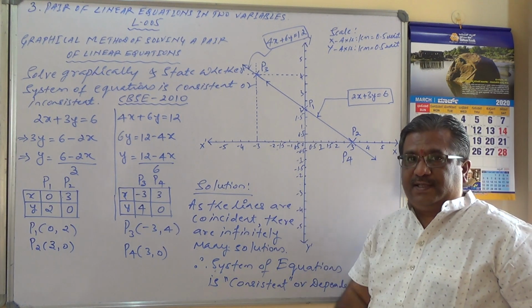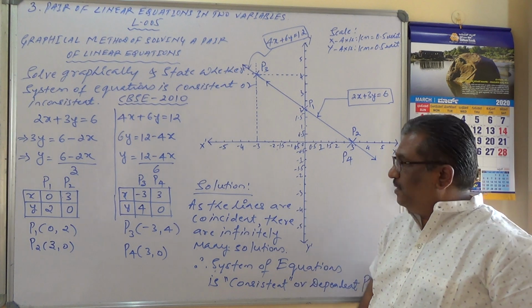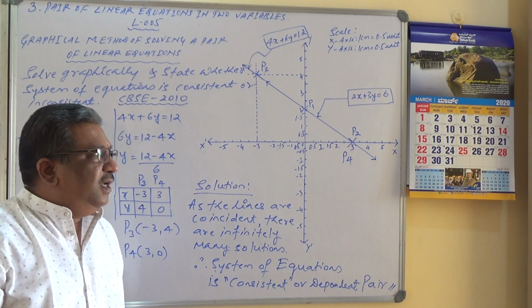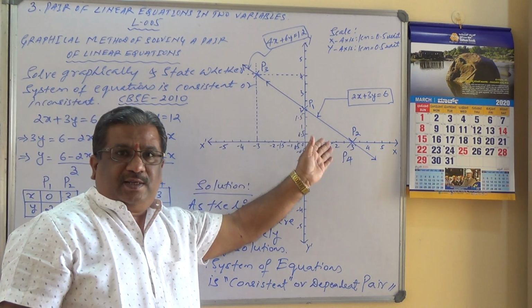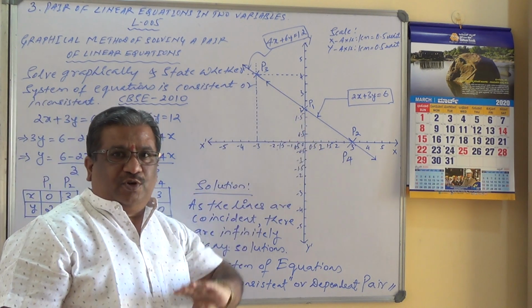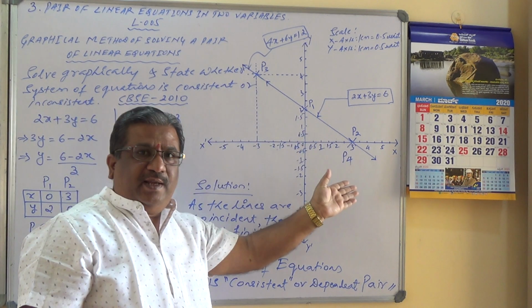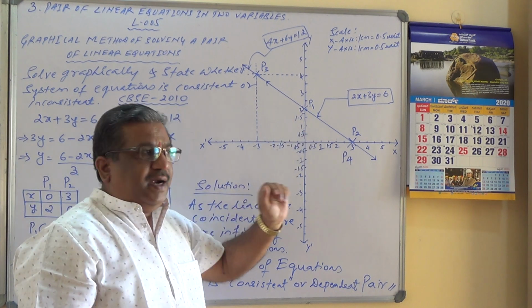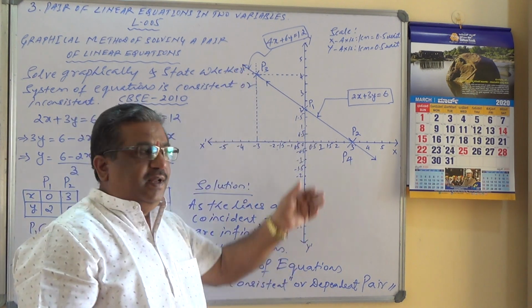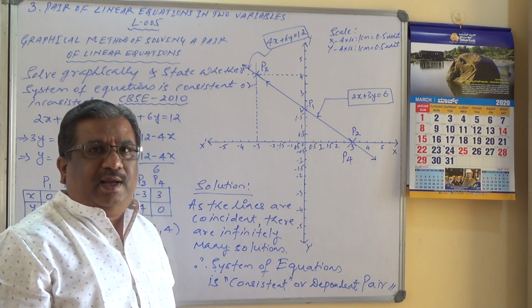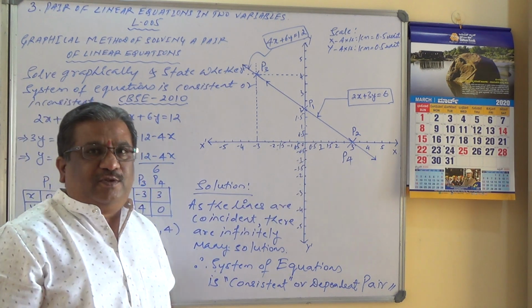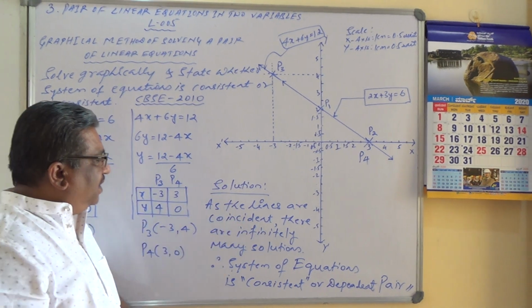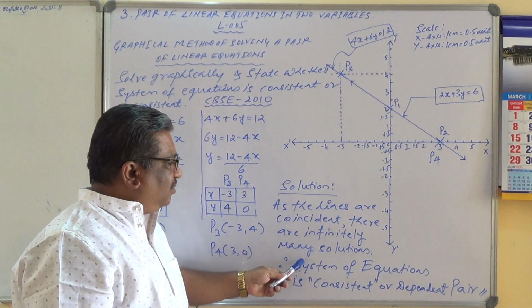I hope you understand this now. These 2 are coincident lines. So what are the solutions? If these are coincident, every point that lies on both these lines is the solution. As both are coinciding, it is as good as a single line, and you have infinitely many solutions, infinitely large number of points which lie on the line, and all those points represent the solution. Therefore, my answer is, as the lines are coincident, there are infinitely many solutions.